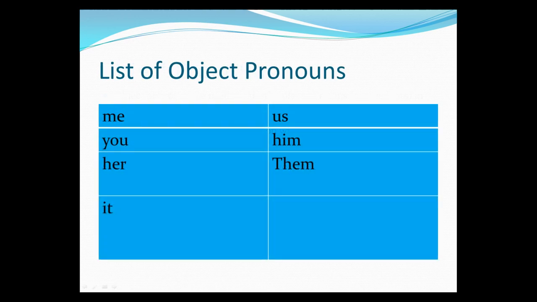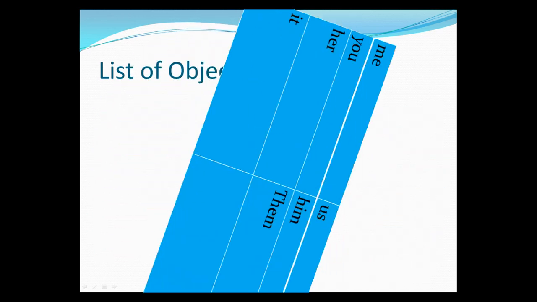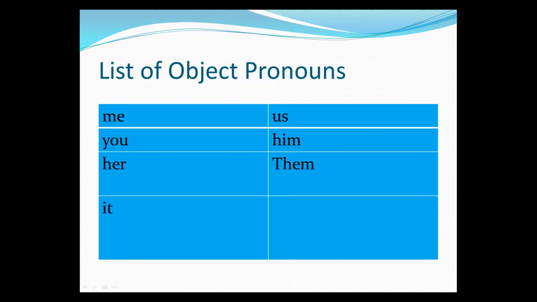Here are the list of the object pronouns: me, you, her, it, us, him, and them. Go ahead and write those down right now. Remember, if at any time you need to pause, please do so.